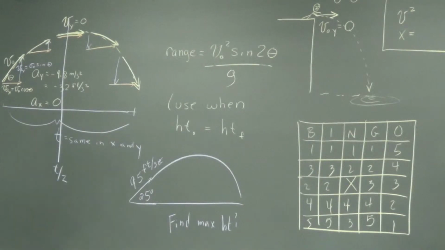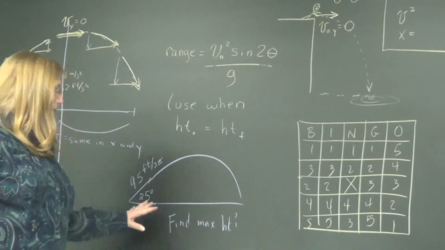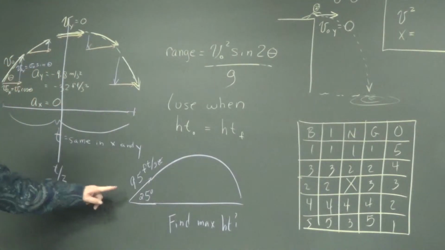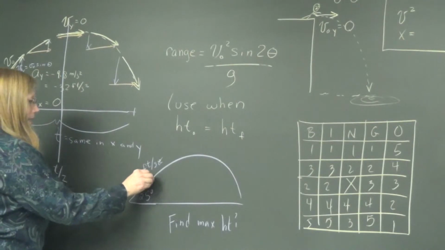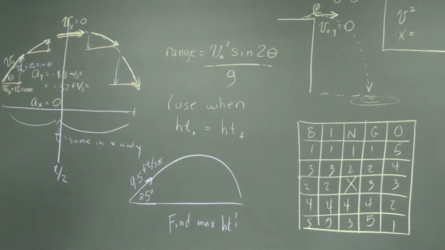So go ahead, people at home, try this one. 95 feet per second is the initial velocity, 25 degrees, find the maximum height. It's always amazed me that you don't really need to know very much in order to find the height that the projectile goes.